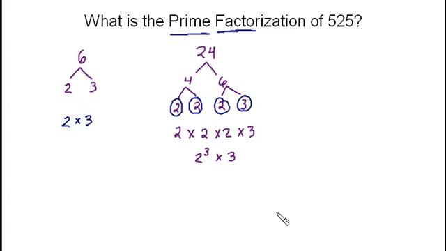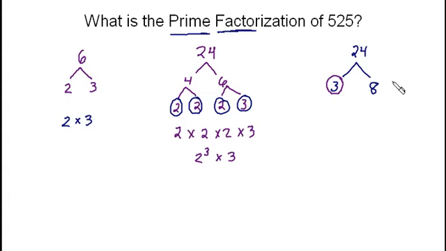Well, earlier I said that we could have used any 2 numbers that multiplied to 24. I just happened to choose 4 and 6. But let's try another pair. Let's see what happens if we try 3 times 8. This time, one of our numbers is prime. The number 3 is prime. So we're done with this side of the factor tree.